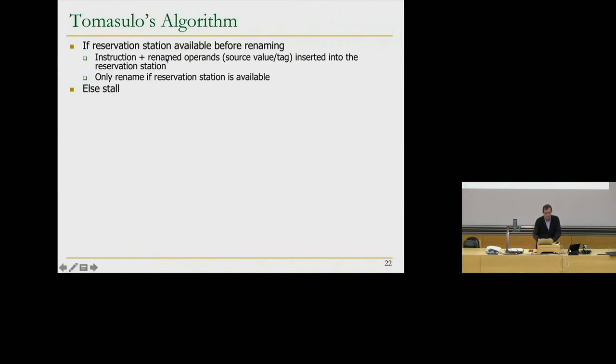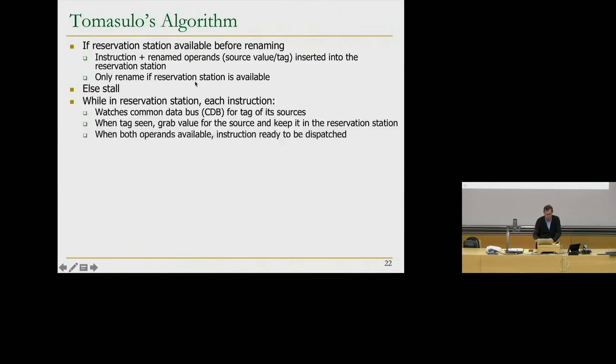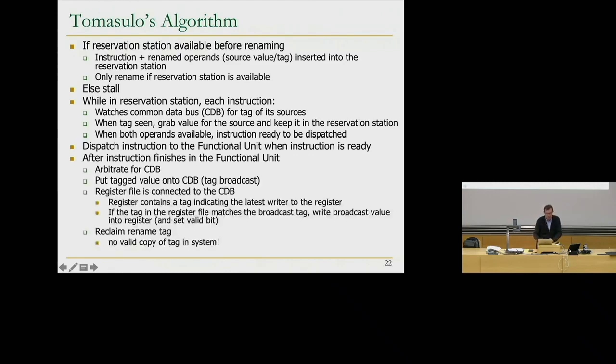An instruction and renamed operands are inserted into the reservation station if one is available, and you only rename if a reservation station is available. While in the reservation station, each instruction watches the common data bus to capture the tag, and when the tag is seen, you grab the value for the source and keep it in the reservation station. When both operands are available, the instruction is ready to be dispatched. And when the instruction is ready, you dispatch it to the functional unit. And after the instruction finishes in the functional unit, you broadcast the tag and the value.